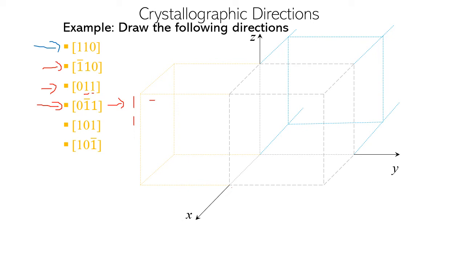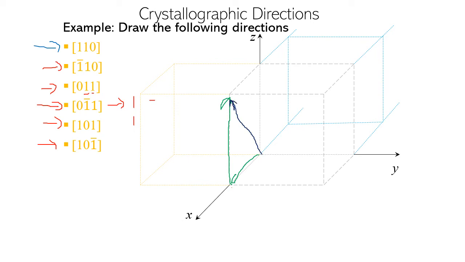Okay. Similarly, you can try out the remaining two directions, 101 and 101 bar. I will give the solution. So 101 comes out to be like this: one along x and one along z. We will reach here. So this is the required direction.